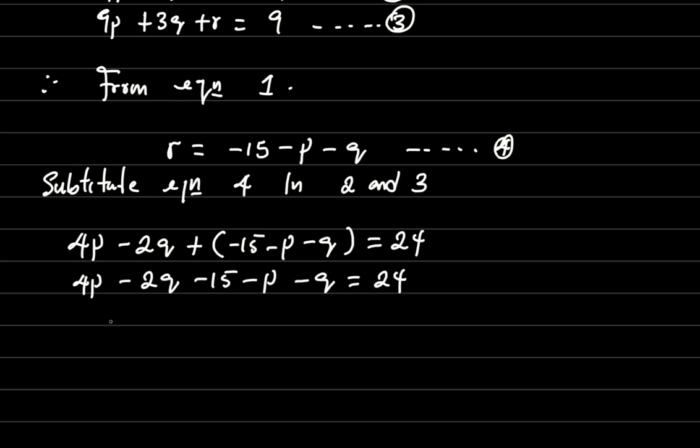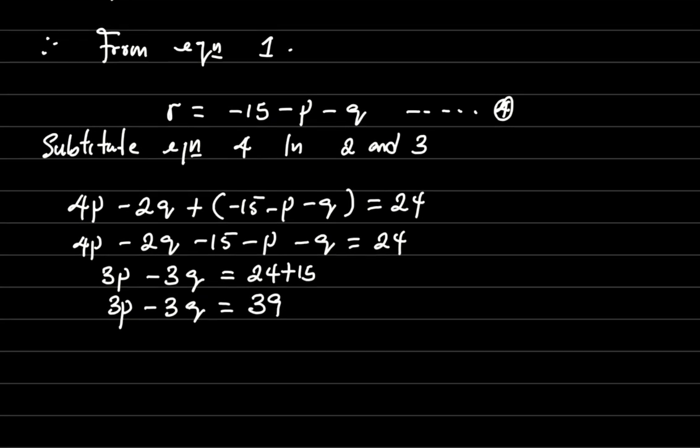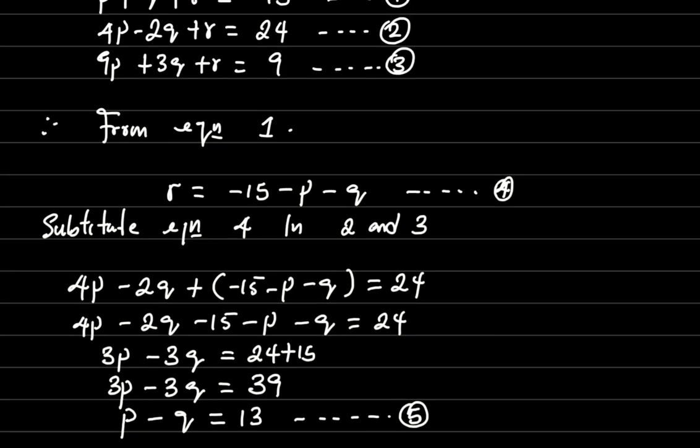Now 4p minus p is going to be 3p. Minus 2q minus q is minus 3q. Moving it over, it's equal to 24 plus 15. So I have 3p minus 3q is equal to 39. All right, I can divide through by 3 so that I have p minus q is equal to 13. Now this should be my equation 5.